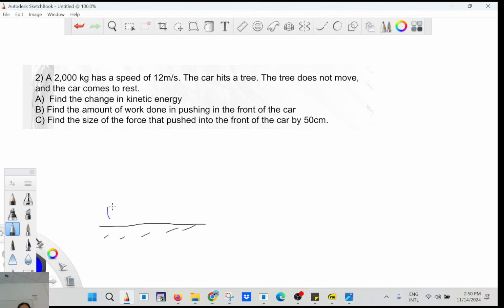Let's see, you have a truck. I don't know why it's a truck, because it says a car. Well, I don't know. It's a car. That's how I draw a car. It has a speed of 12 meters per second, and it has a mass of 2,000 kilograms. And then you have a tree minding his own business here, happily living his life of tree.